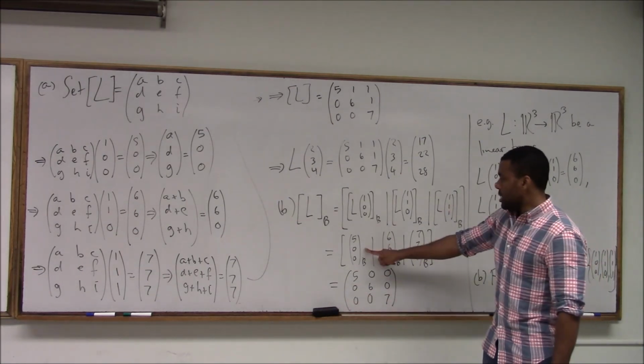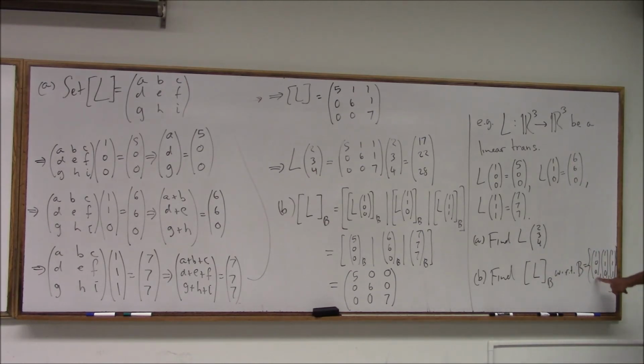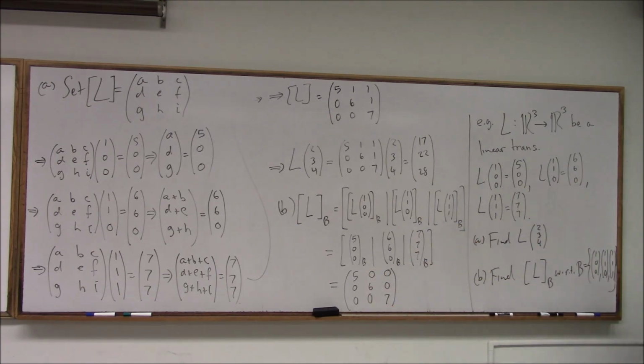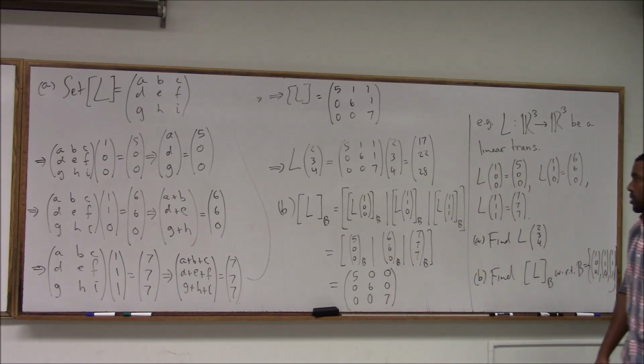Because you realize this is just 5 times this one plus 0 times this one plus 0 times this one. So that's 5, 0, 0. And this one is just 0 plus 6 times that one plus 0 times that one, and you get this one. So on and so forth.